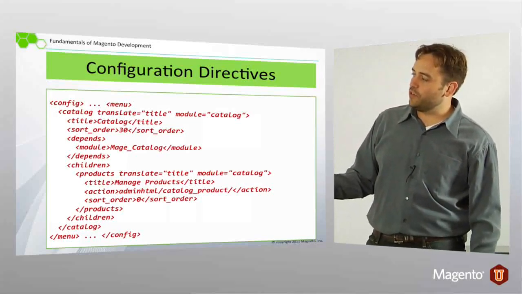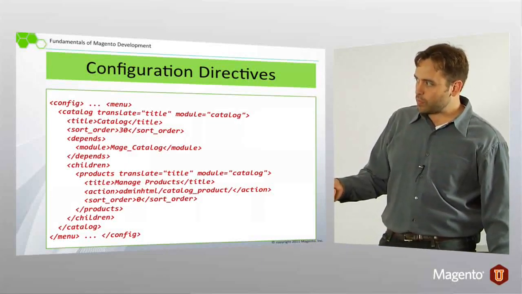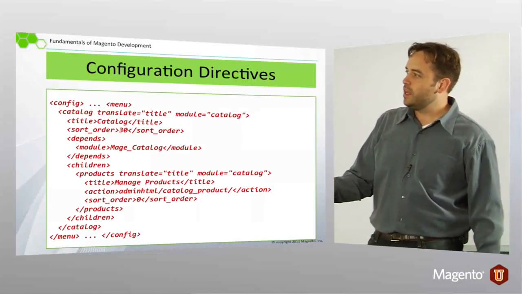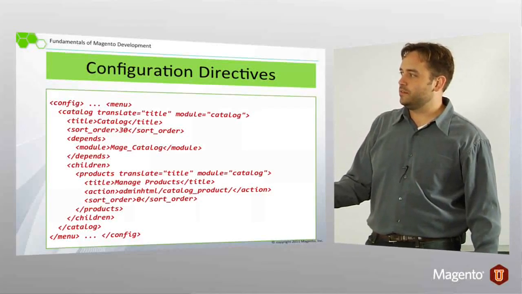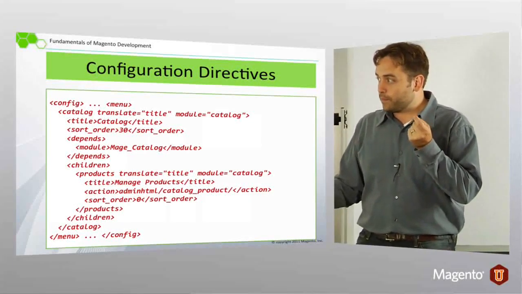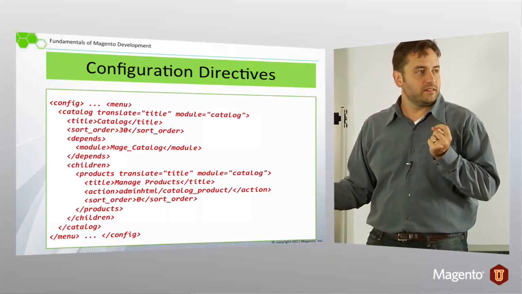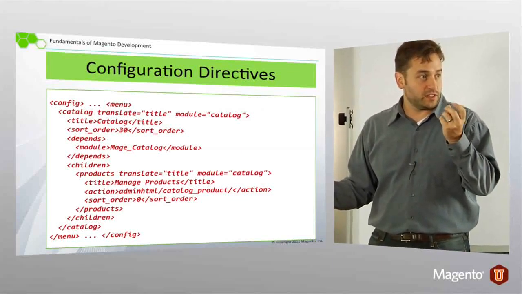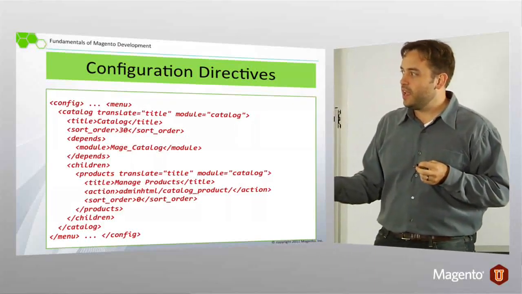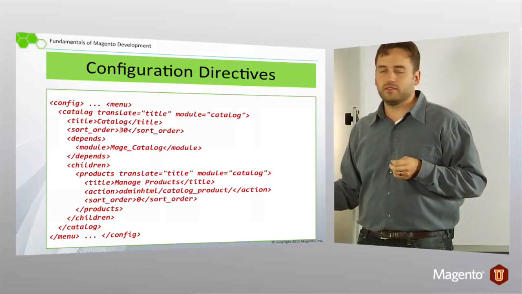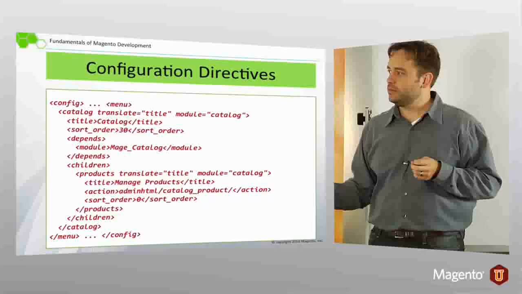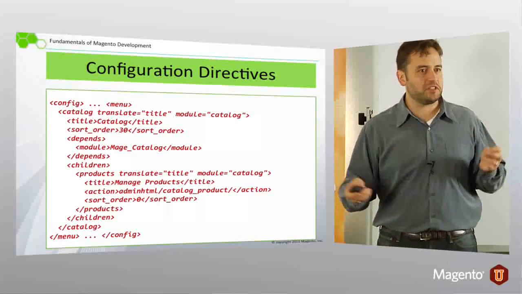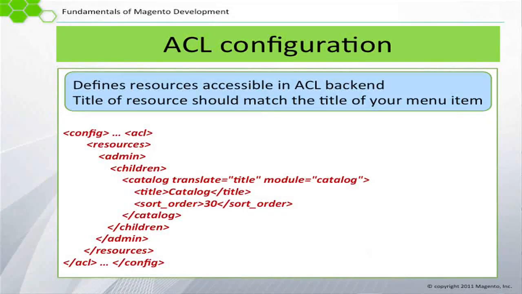So what happens here in this child node is, well, we're declaring a title, and we're calling this action. We're saying this is the link that this title should go to. So in this case, Adminhtml catalog product. Okay, make sense? So, okay, along with menu, under config, we have ACL.